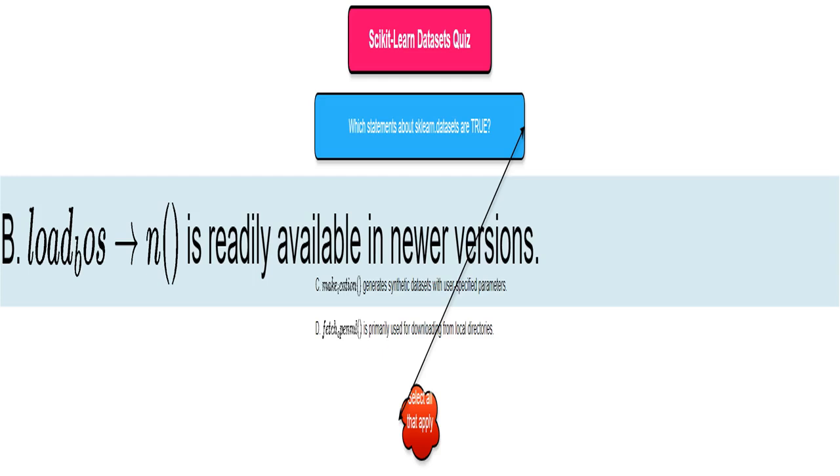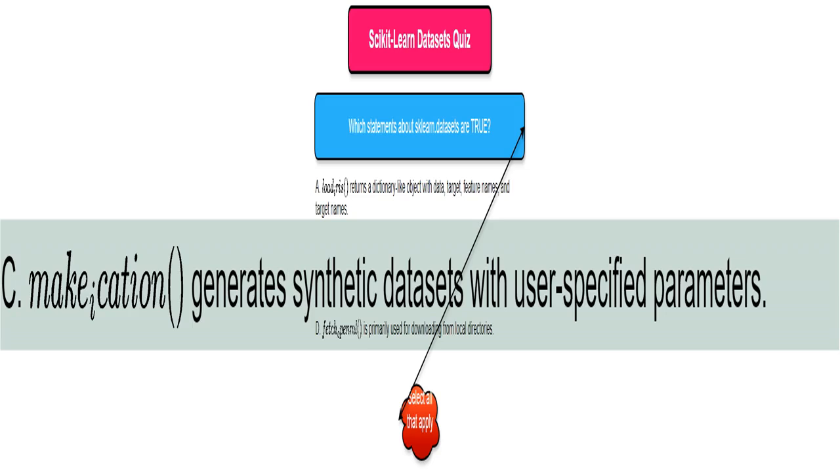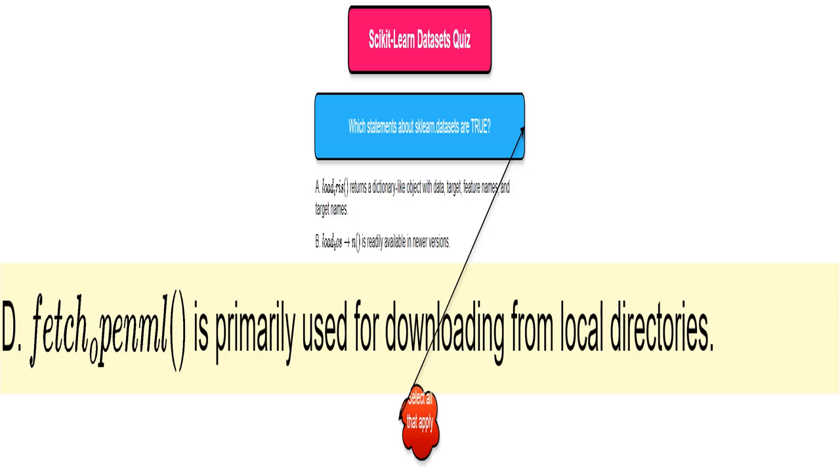It is false, because load_Boston has been removed because the data has ethical issues. This statement explains that the make_classification function creates artificial datasets. You can control many of the details, such as the number of features and classes. This is true.